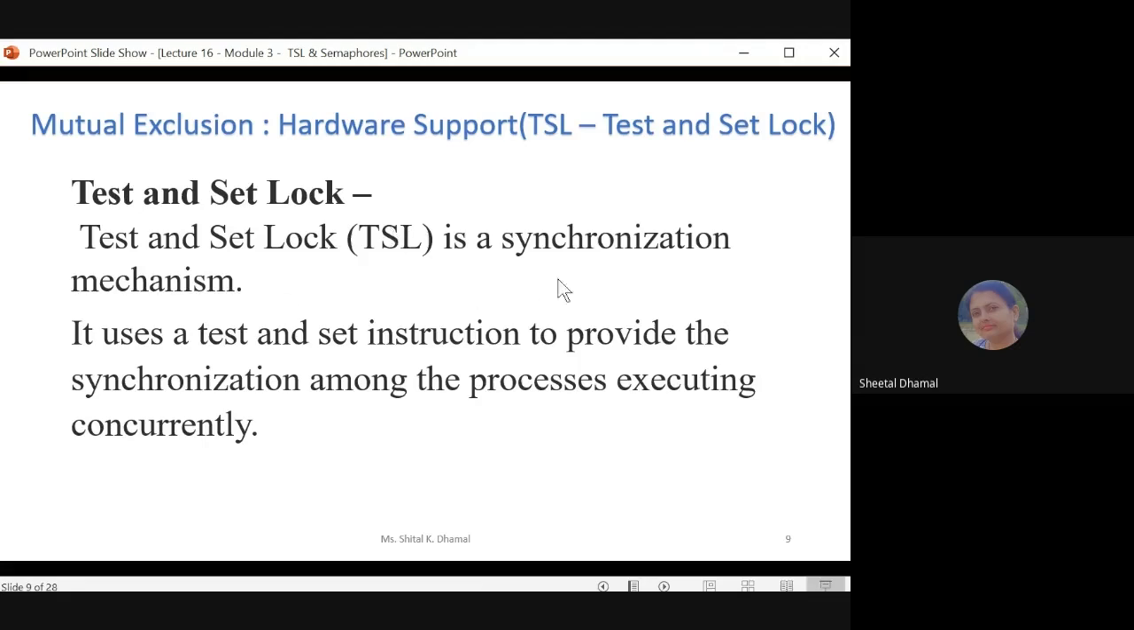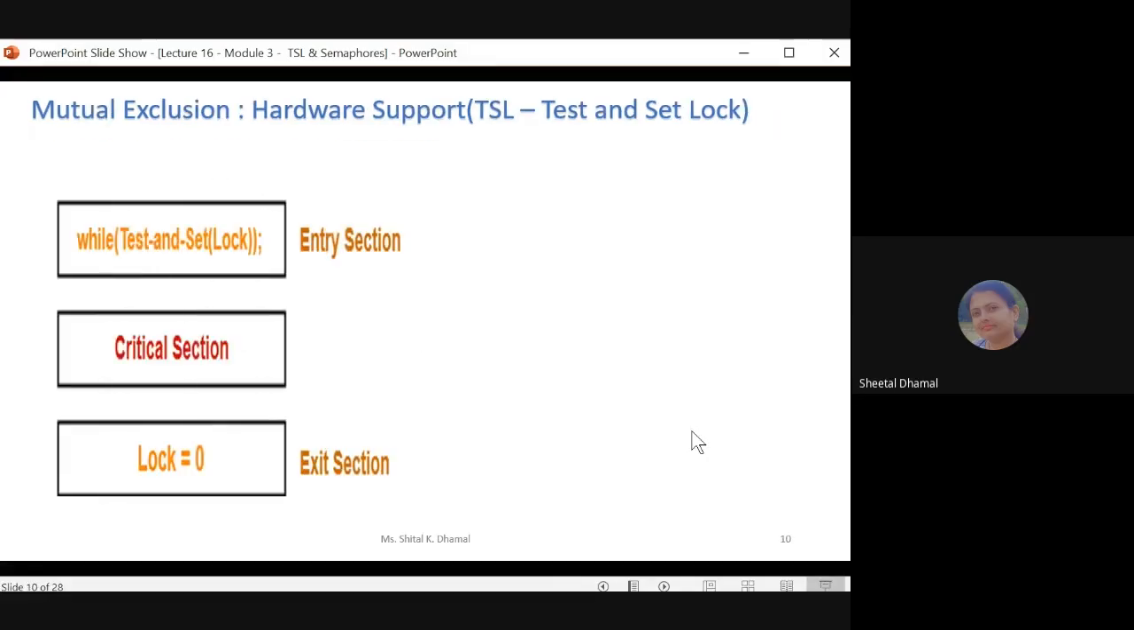So test and set lock is a synchronization mechanism by which different processes are synchronized, and it uses the test and set instruction to provide synchronization among the processes which are executing concurrently. Now how is it achieved? So now see, this is the code which is used by the test and set lock hardware support algorithm. Suppose a process wants to enter the critical section, then it should execute the entry section written for this TSL algorithm, and once its execution is completed, it should execute the exit section written for this algorithm.